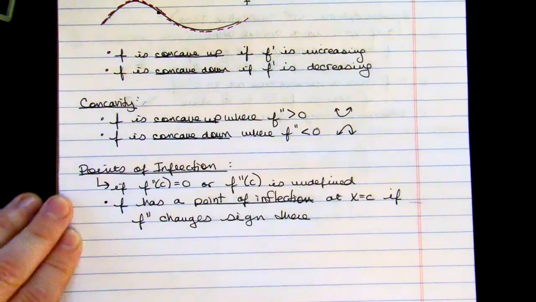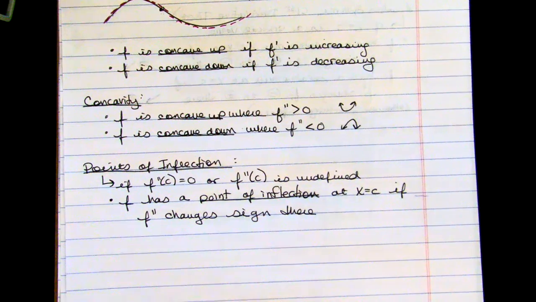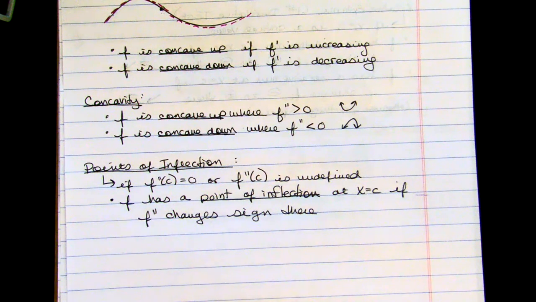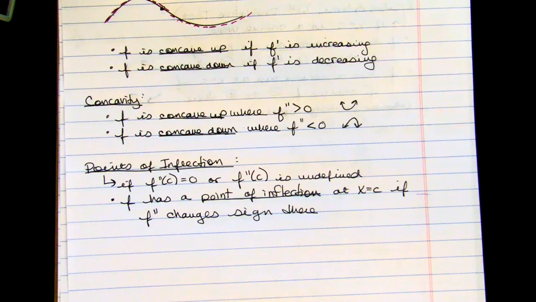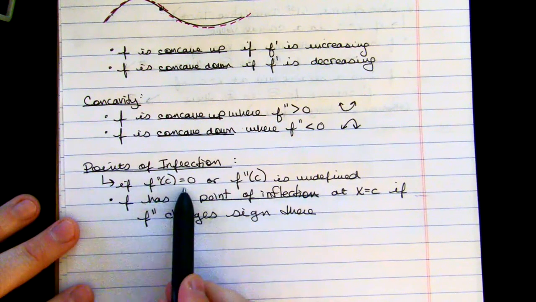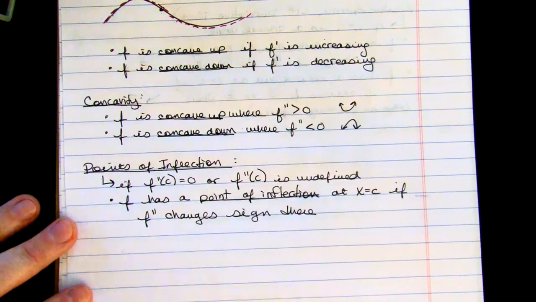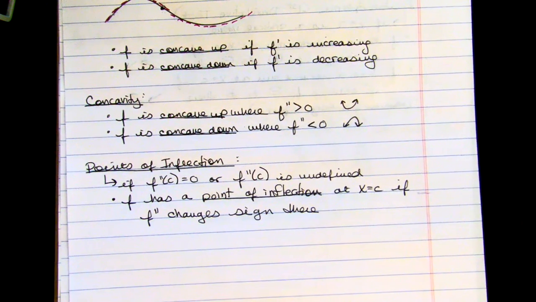If my function's changing from concave up to concave down or concave down to concave up, oh, it seems like my dinner's ready. Wonderful. If the second derivative changes signs, I have a point of inflection at x equals c. If the second derivative doesn't change signs at a place where the second derivative is 0 or is undefined, nothing special is going to happen. Take a moment and make sure you get that copied down.